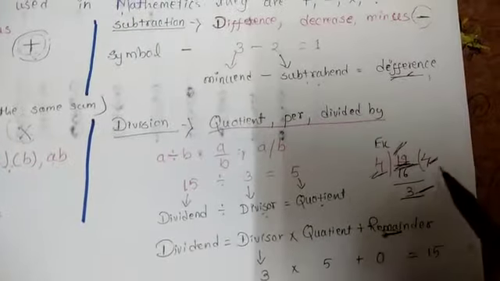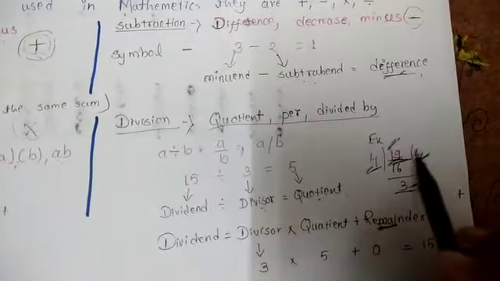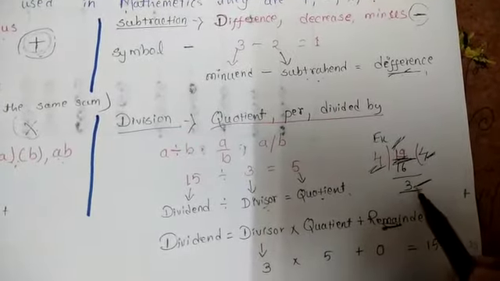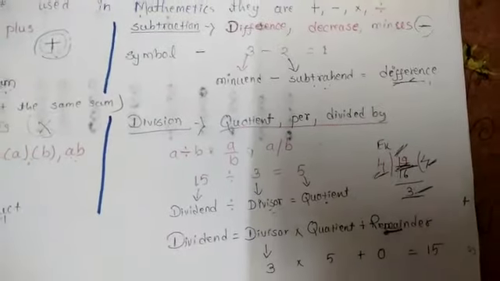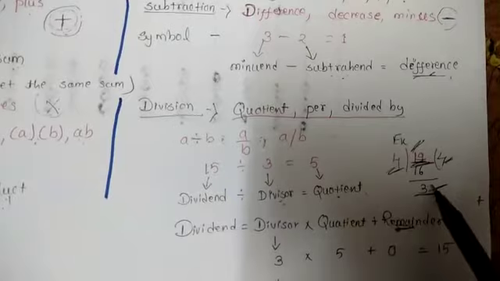About the remainder, I have given an example here: 19 divided by 4. The quotient is your 4, because 4 4s are 16, and the remainder. After doing division, any number left is called your remainder.